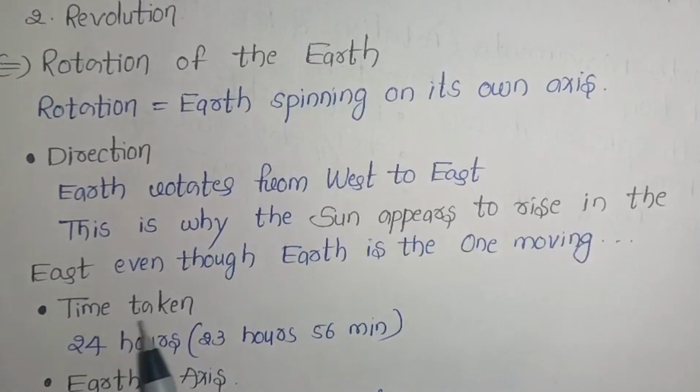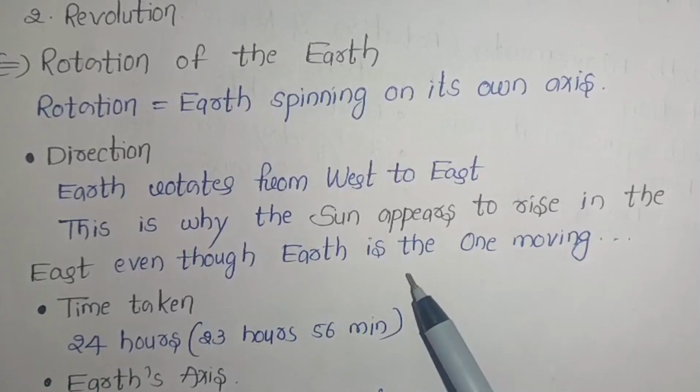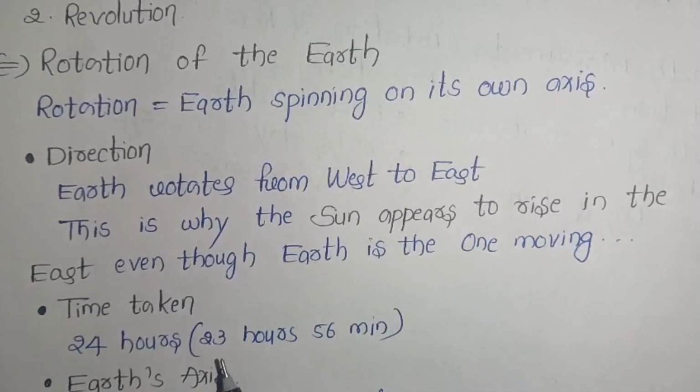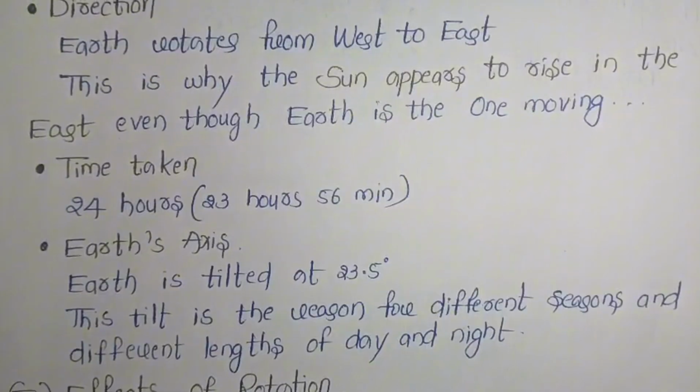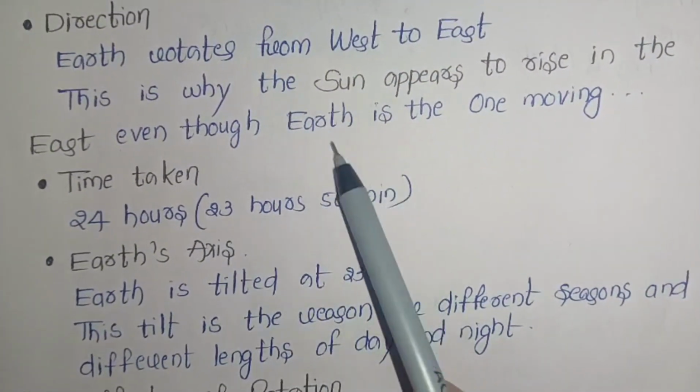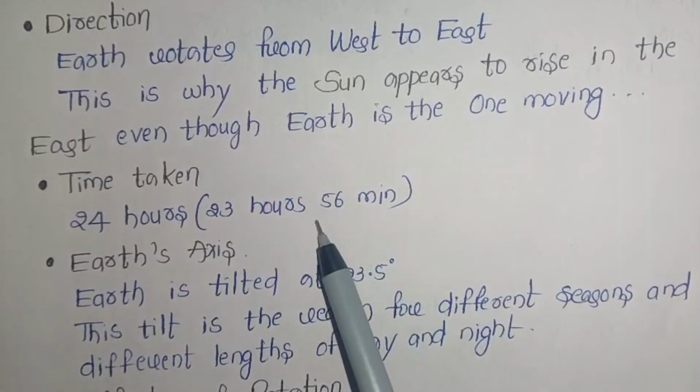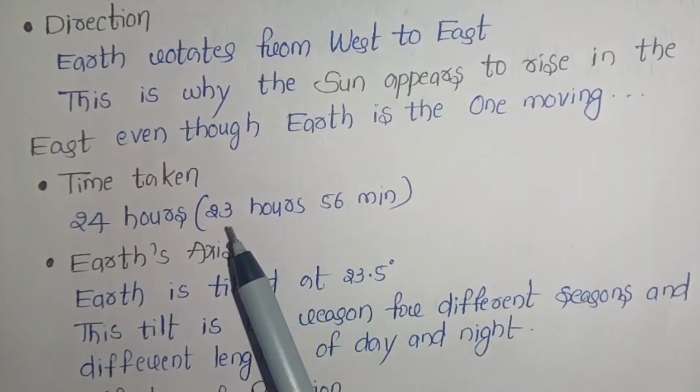Now, the time taken for the earth to rotate on its own axis is 23 hours 56 minutes. I hope you understood. To rotate on its own axis, the earth takes 23 hours 56 minutes. It is very important for your competitive exams.